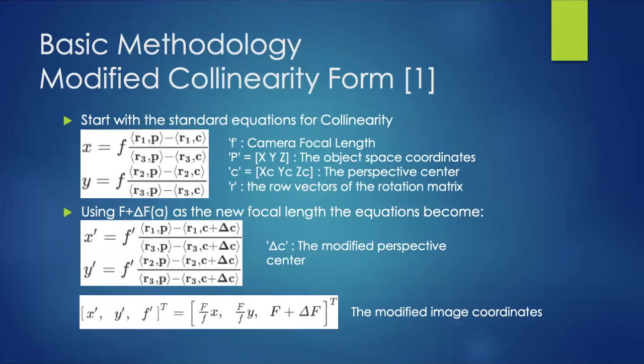If we start with the standard equation for collinearity, where lowercase f is the camera focal length, p is the object space coordinates, c is the perspective center, and lowercase r are the row vectors of the rotation matrix, we get this equation. Using the perspective center distance plus the perspective center offset as the new focal length, the equation becomes this, where delta c is the modified perspective center, and x prime, y prime, and f prime are the modified image coordinates.